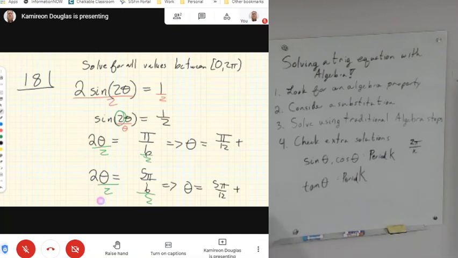We take the pi over 12. We take the 5 pi over 12. We add to it the period. So in this case, that would be pi k and pi k.